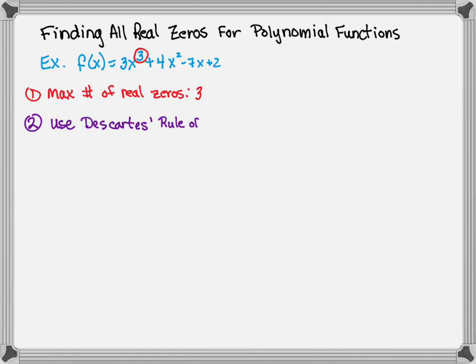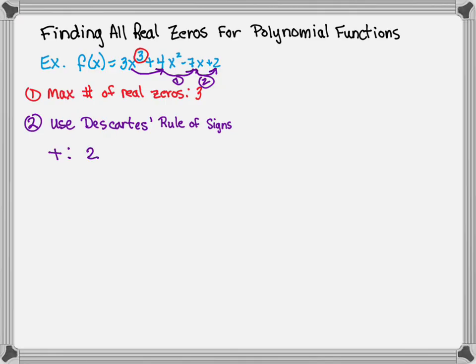Second, we'll use Descartes' rule of signs to determine the number of positive real zeros we could have and the number of negative real zeros we could have. For positive real zeros, we'll look at the number of sign changes in the original function. So we go from positive 3 to positive 4, that's not a sign change. From positive 4 to negative 7, that's our first sign change. And from negative 7 to positive 2, that's our second sign change.